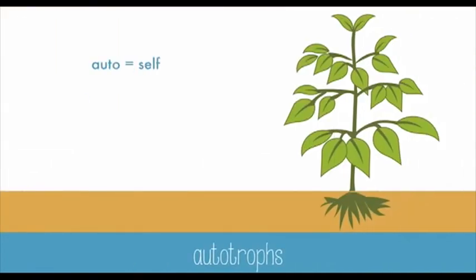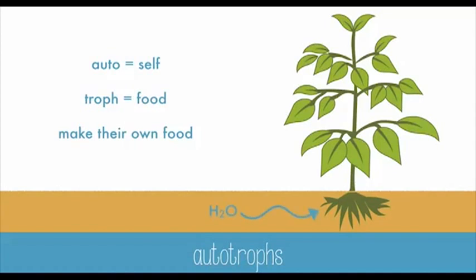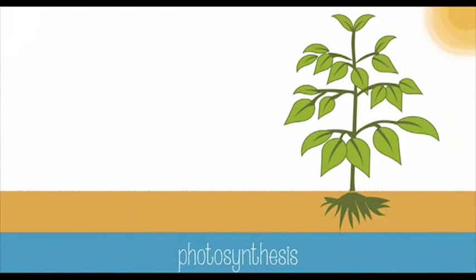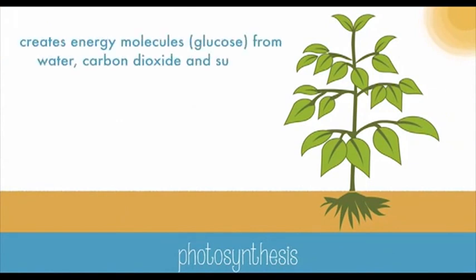Auto means self, and troph again means food, so autotrophs can make their own food. This doesn't mean that plants can cook. It means that they can take water and carbon dioxide and the energy from sunlight and create sugars for themselves. And then heterotrophs take advantage of that and eat the plants and get the sugars for themselves. Autotrophs use a process called photosynthesis to create energy molecules from water, carbon dioxide, and sunlight.